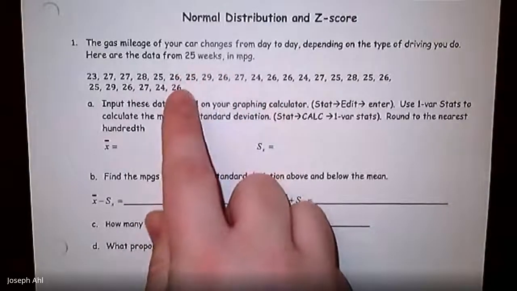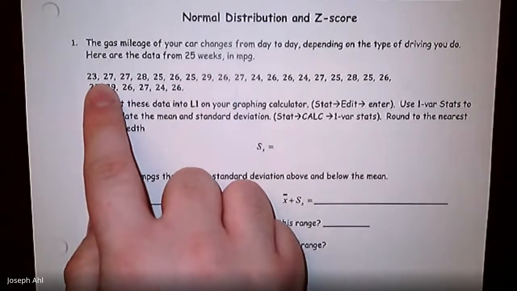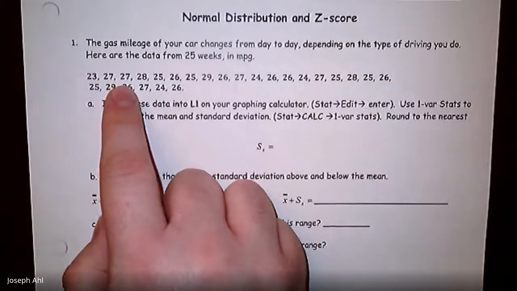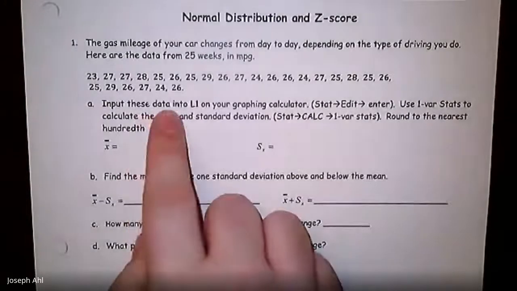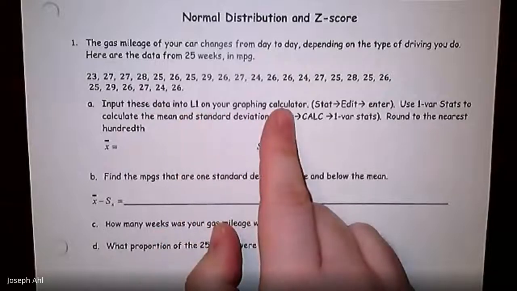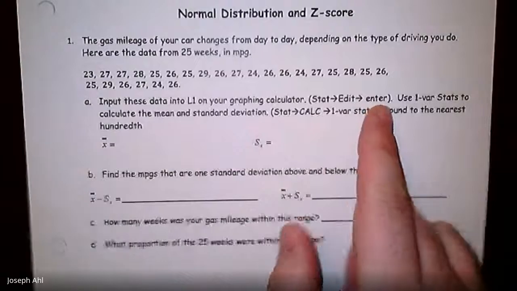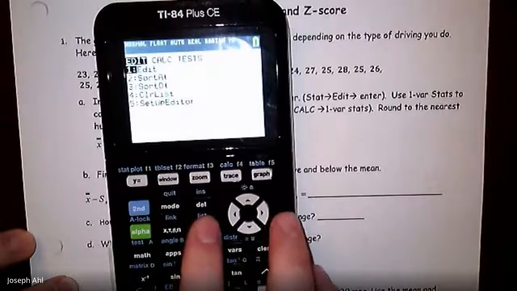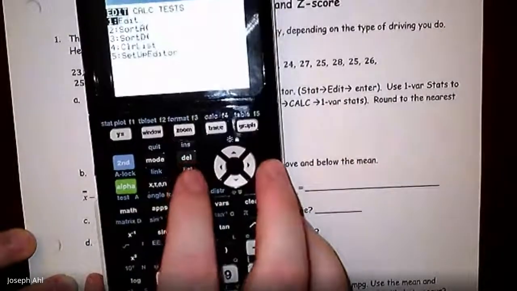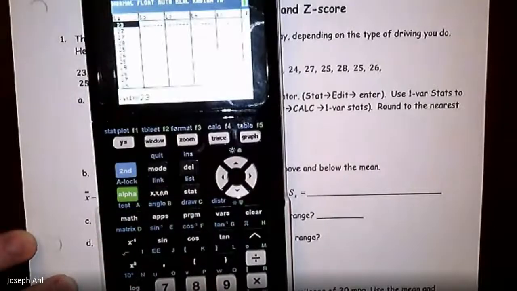But this data that we're looking at is 25 weeks of looking at how many miles per gallon you got in your car driving around from day to day. So it's a lot of data to look at here. But it says input these data into L1 on your graphing calculator. So it tells you how to get there: stat, edit, and then you'll see the first thing you'll do is hit enter for L1. But just as a quick reminder, if you hit stat, right up here below delete, the first option is edit. So I'm going to hit enter for edit.